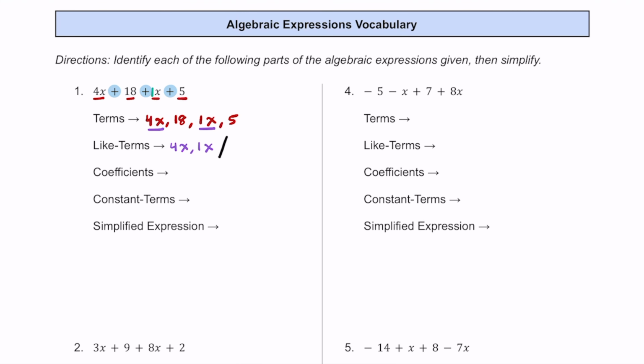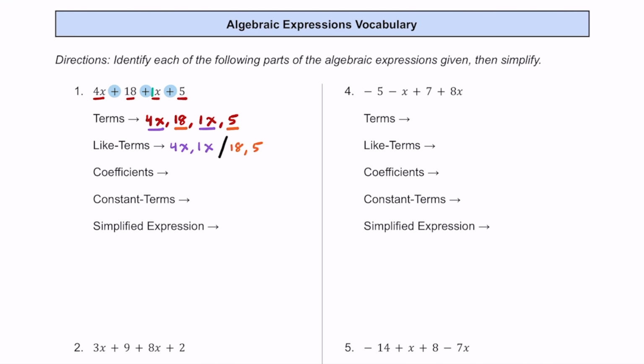And we also have, what else after that? To the right, let's use this orange for 18 and 5. 18 and 5 don't have the variable x, so those are like terms with each other. So it's just 18 and 5. These two are like terms. The 4x and 1x both have an x, so we write them as terms that are like each other. And then we have this 18 and 5. Those are like terms, so these ones are like each other.